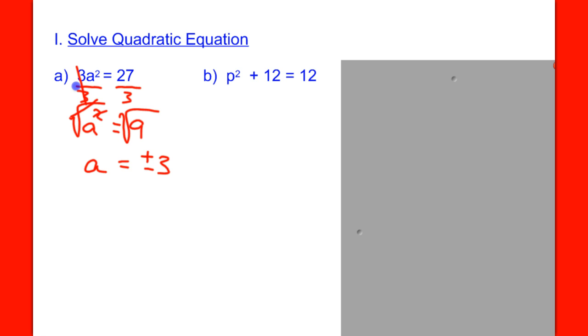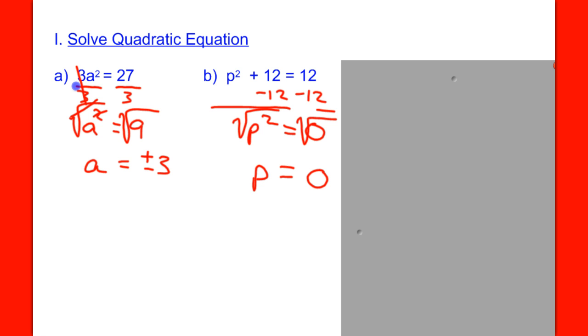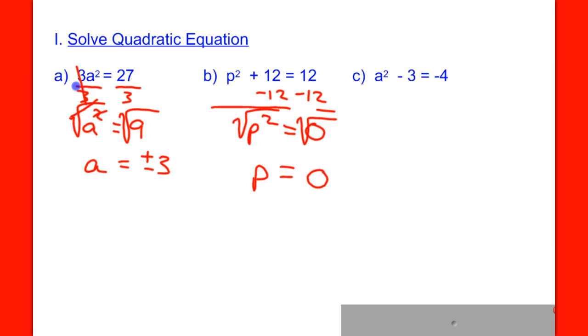Let's try it again. So you subtracted 12 from both sides of the equation, and p squared equals 0. So we undo the squaring using the square root, and p equals 0. How many solutions? One solution. One x-intercept, the vertex.